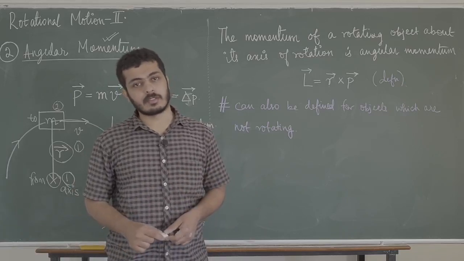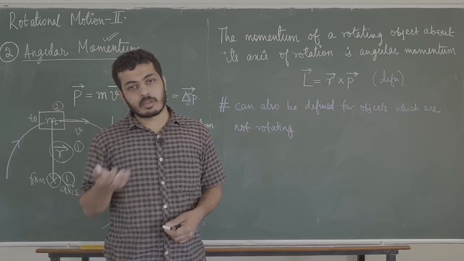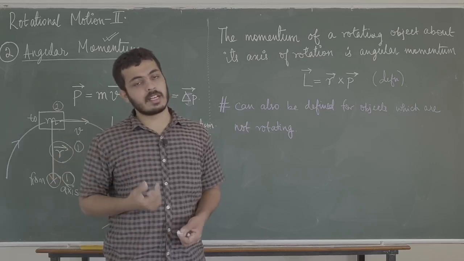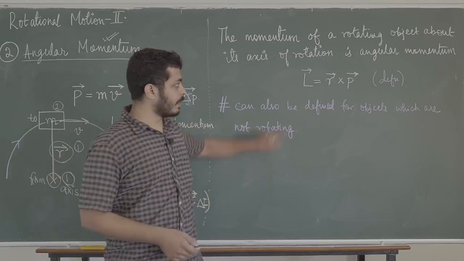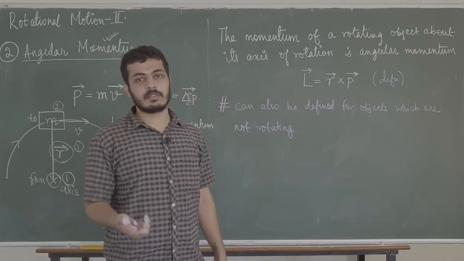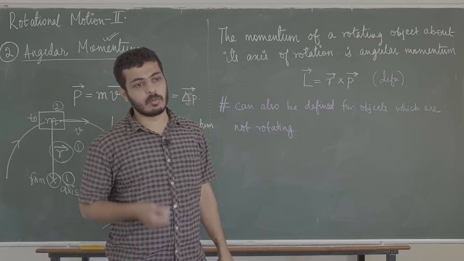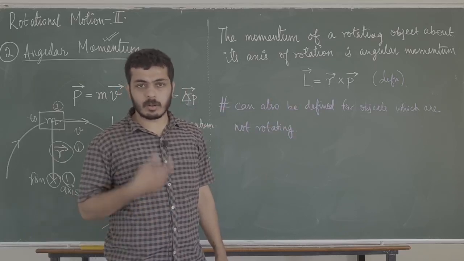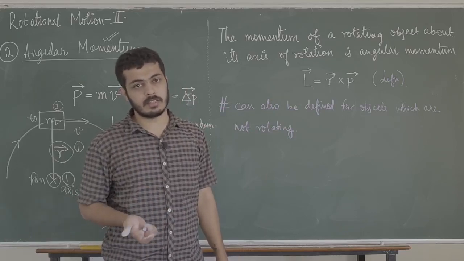So it is not a natural thing. Even if something is not moving, it's not rotating, you can still define angular momentum. Just keep in mind that angular momentum is defined as r cross p. These are the two new concepts in rotational motion. What we will do is solve a lot of problems to understand these concepts very well.